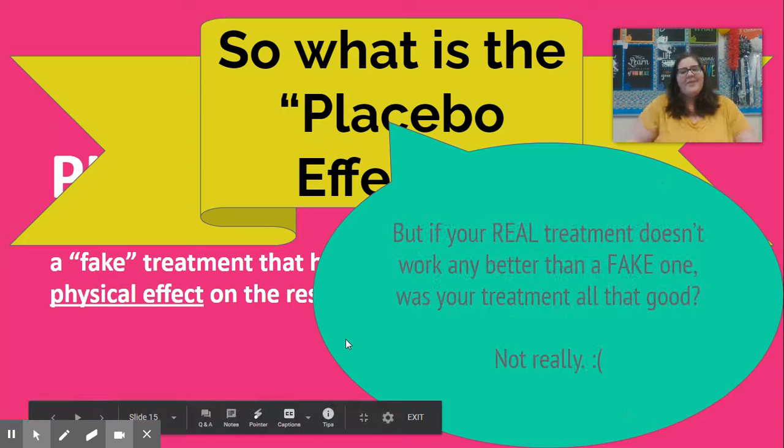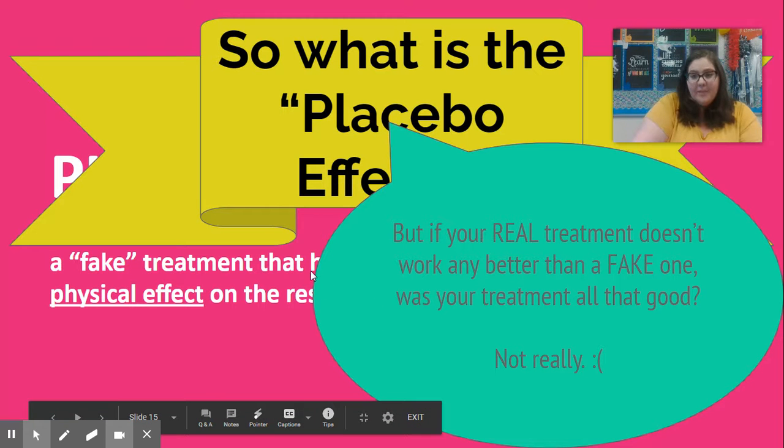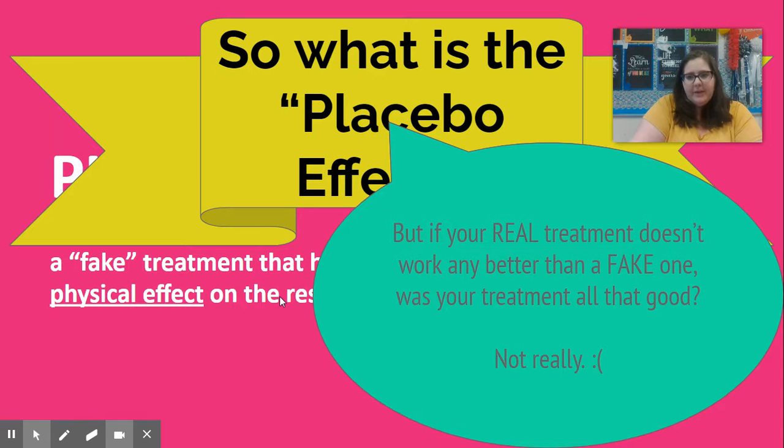But the idea is that we want our real treatment to work better than a fake treatment. So if our real treatment is working just as good or even worse than a fake treatment, then our real treatment's not very good. So placebo effect is something that happens when we use placebos, but it doesn't invalidate an experiment. It's still useful information to have.